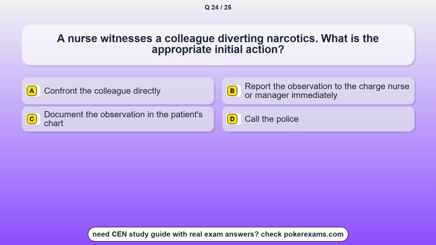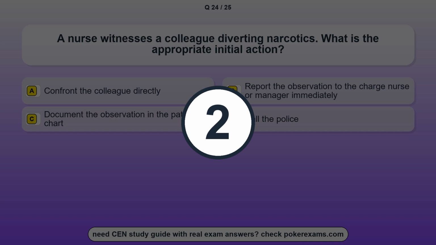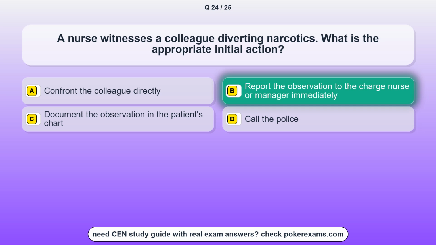Question 24. A nurse witnesses a colleague diverting narcotics. What is the appropriate initial action? Option A, confront the colleague directly. Option B, report the observation to the charge nurse or manager immediately. Option C, document the observation in the patient's chart. Option D, call the police. The correct answer is option B, report the observation to the charge nurse or manager immediately.